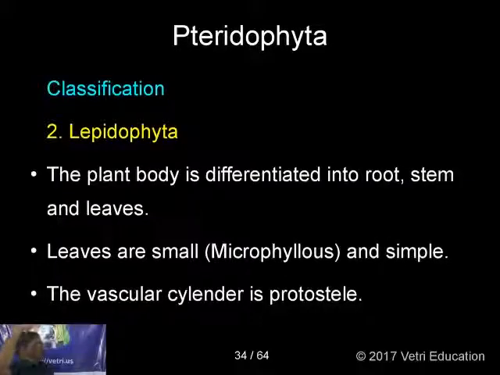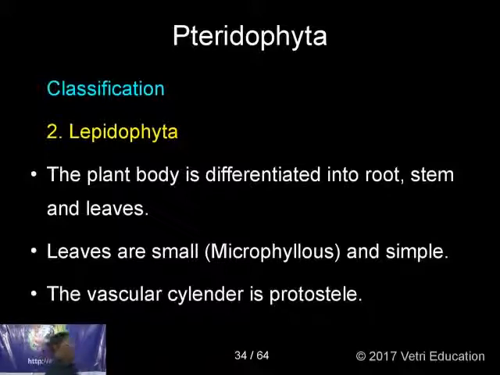So the next group, Lepidophyta, the plant body is differentiated into root, stem and leaves. Leaves are small, microphyllous, simple. The vascular cylinder is a protostele, primitive type. So slowly in the divisions also you can find a variation and evolution, from slow development to higher development of xylem, etc.